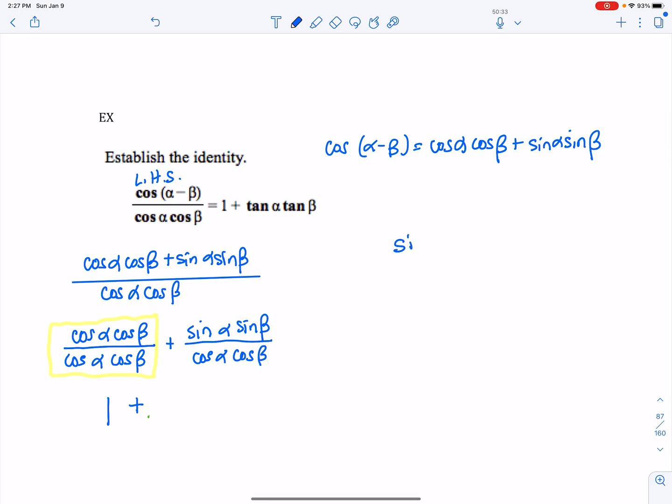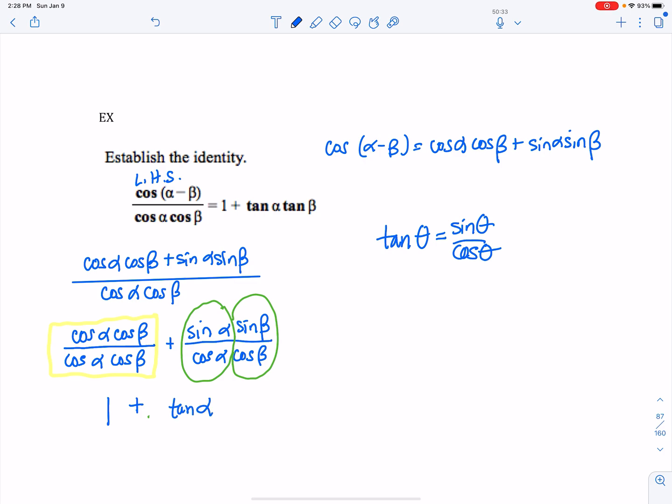Well, I know that tangent theta is equal to sine theta over cosine theta. So if I use that bit of knowledge, I can then clump together sine alpha over cosine alpha and sine beta over cosine beta. And if I do that, I'm going to see that sine alpha over cosine alpha equals tangent alpha. And then sine beta over cosine beta is going to be tangent beta. Now I have the right-hand side, and I've established my identity.